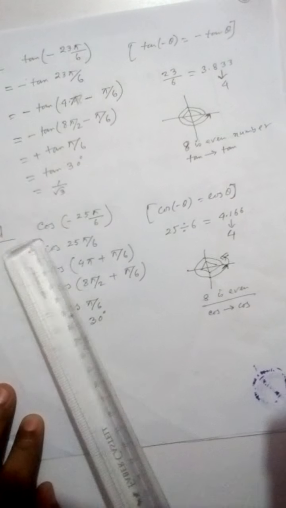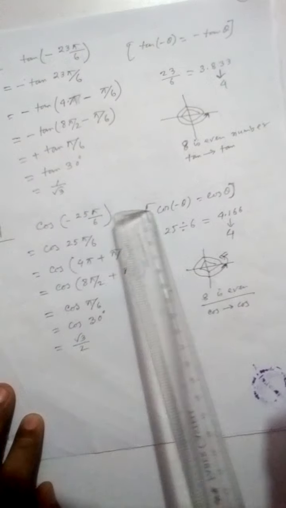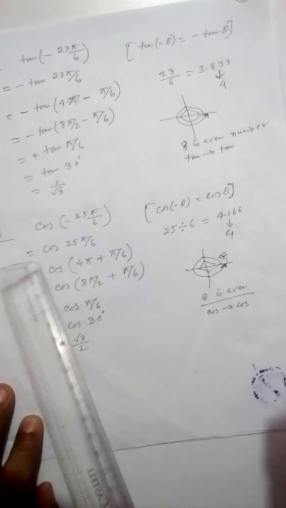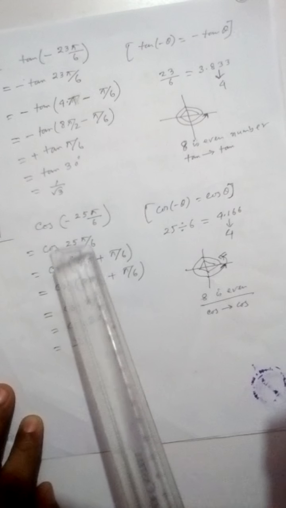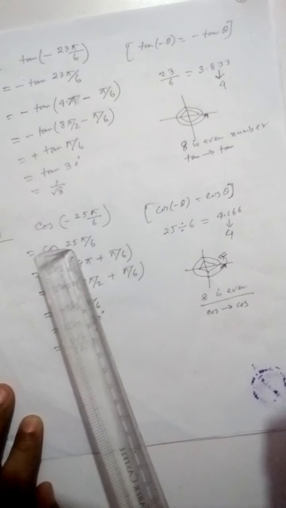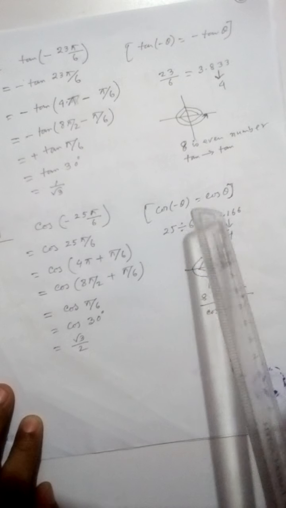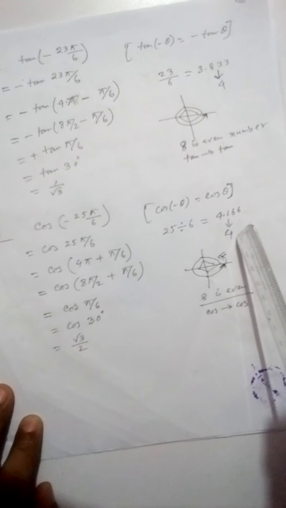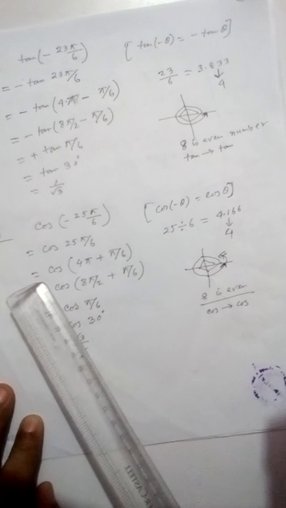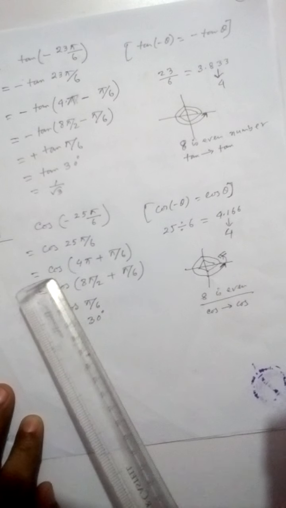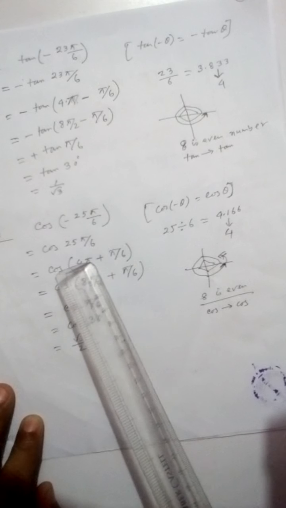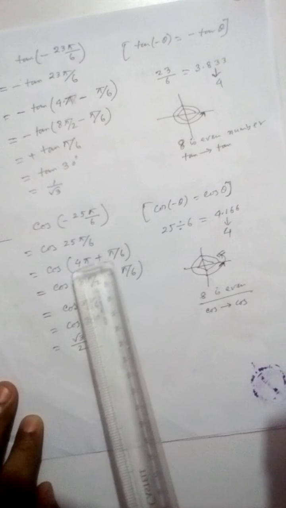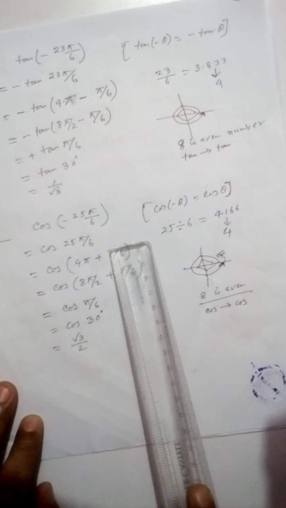Number 7, 8. Cos minus 25 pi by 6. First we see that cos minus theta equals cos theta, so we can write cos minus 25 pi by 6 equals cos 25 pi by 6. Its coefficient of pi by 6 is 25. So 25 divided by 6 is 4.166, approximately 4. So cos 25 pi by 6 equals cos 4 pi plus pi by 6. Here the LCM is 6 into 4 pi, that means 24 plus pi, so 25.